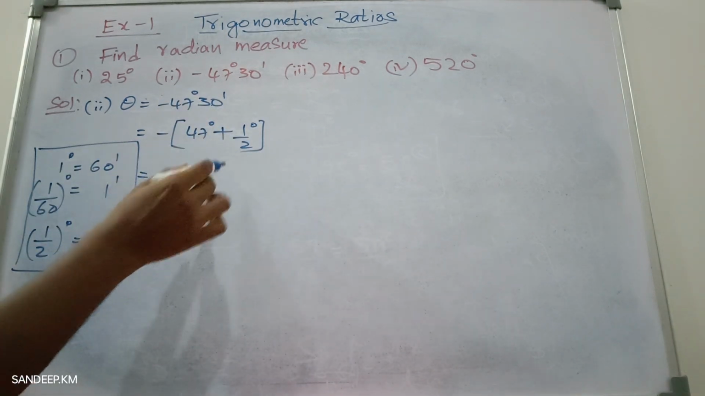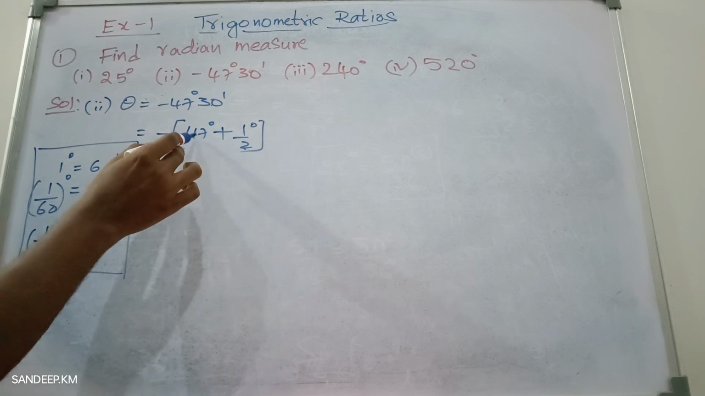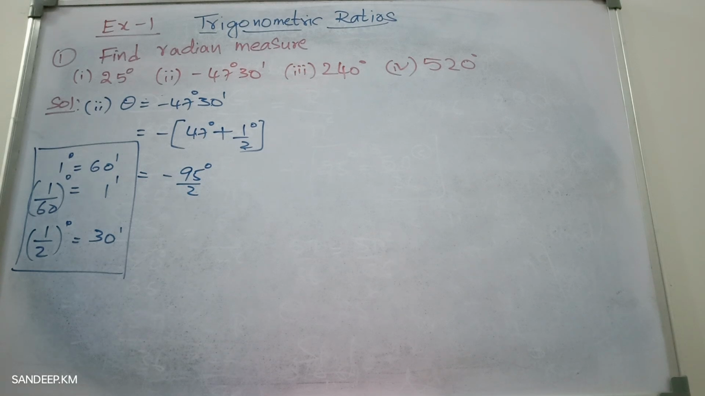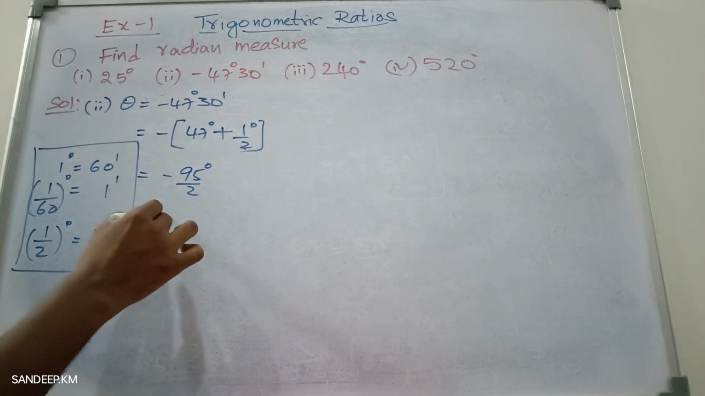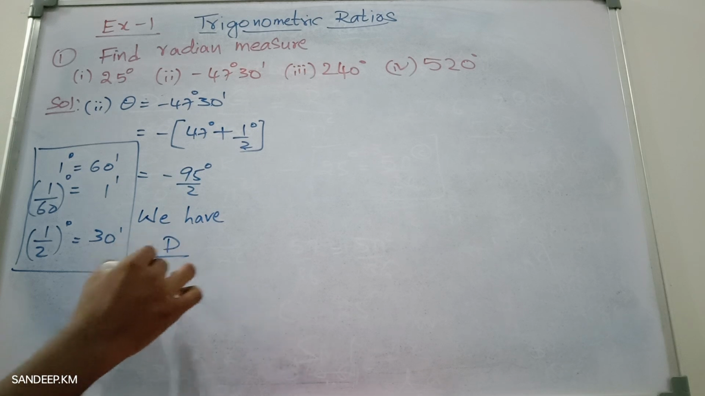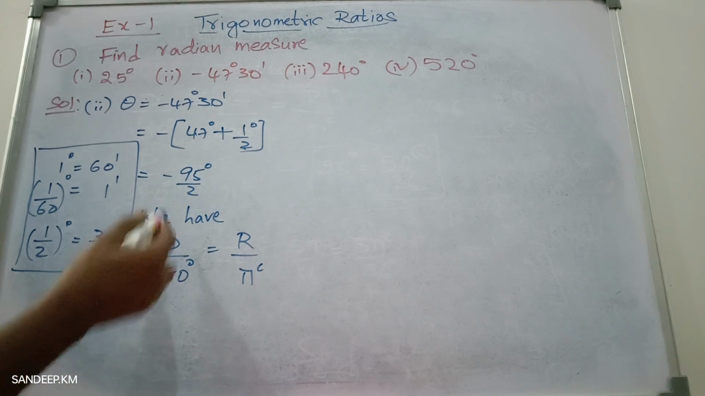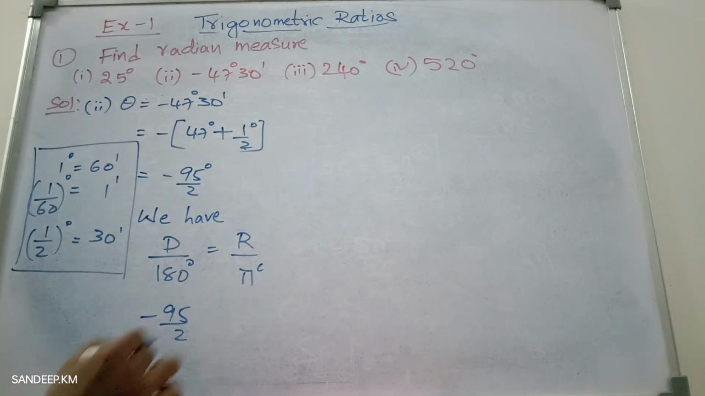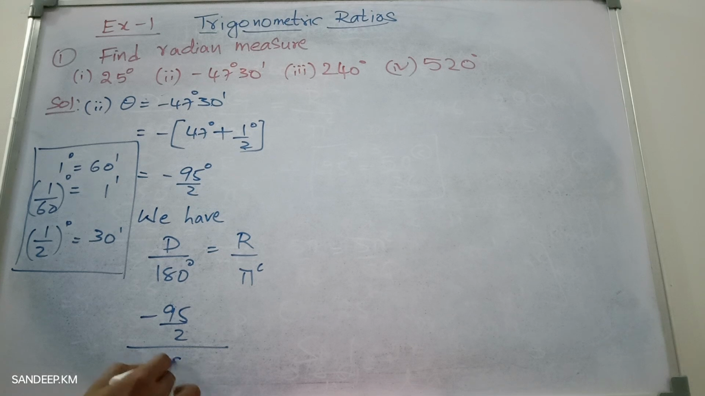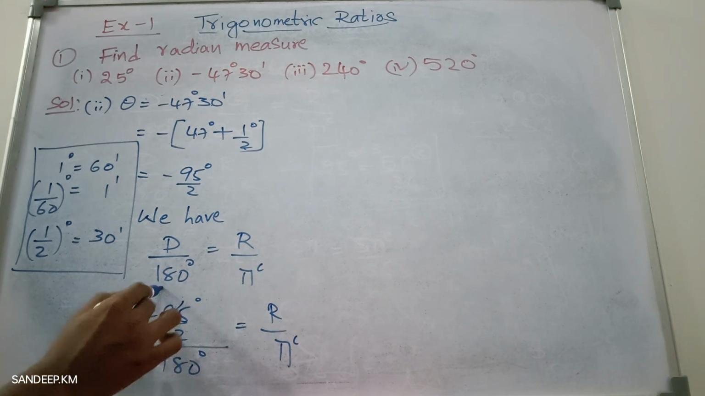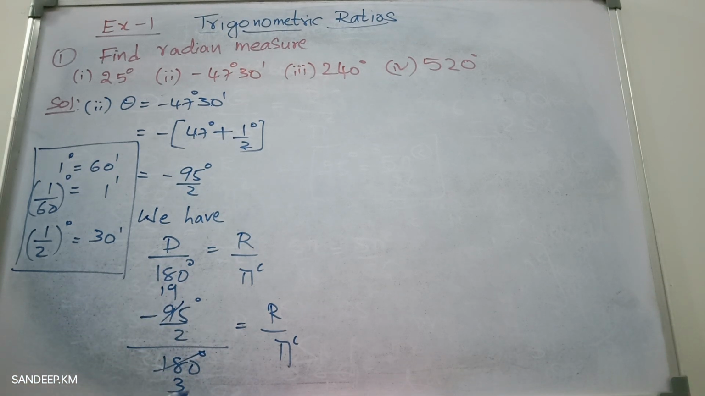So what we get then? Minus 2 47s are 94, plus 1 is 95. So minus 95 by 2 degrees. Therefore the given angle is nothing but minus 95 by 2 degrees. Now let us convert this particular angle into radian measure. So we have degree measurement by 180 degrees is equal to radian measurement by pi radians. In degree measurement it is minus 95 by 2 degrees, so whole divided by 180 degrees is equal to R by pi radians. So 5 19s are 95, 5 36s are 180.